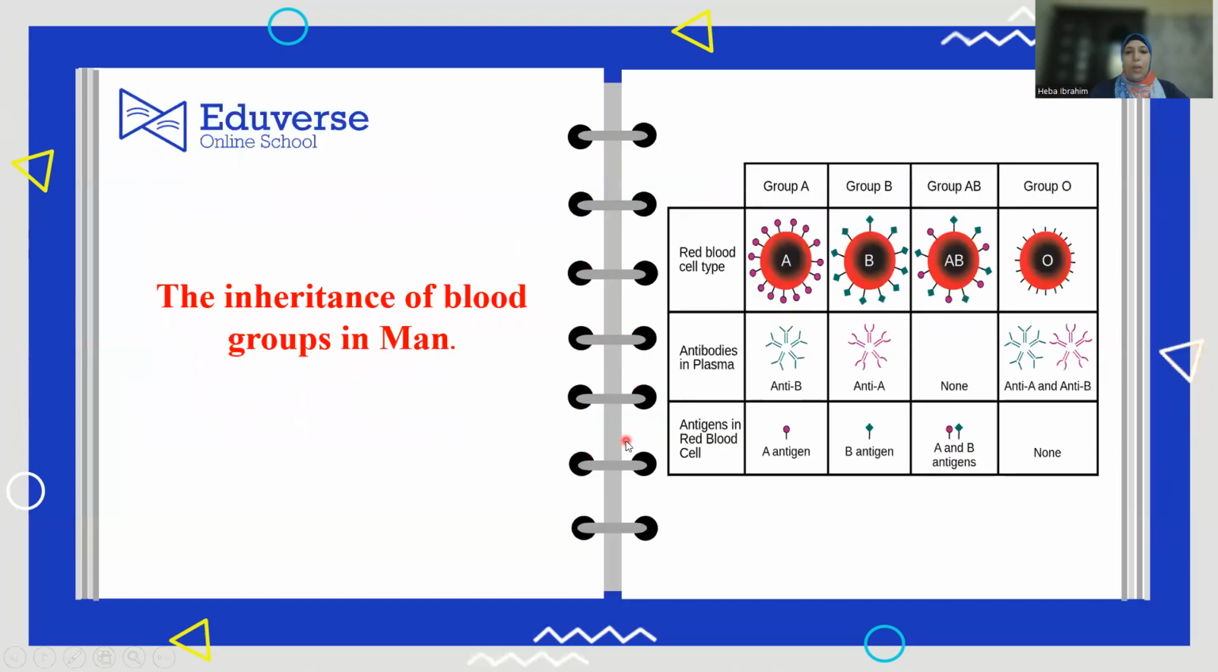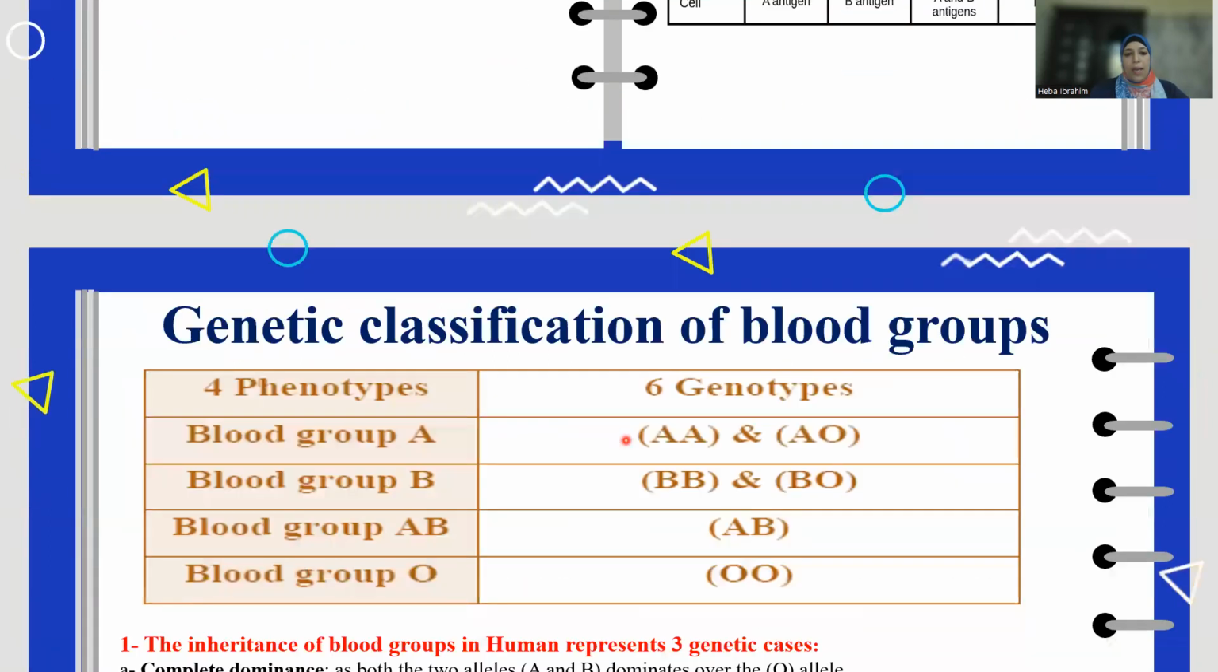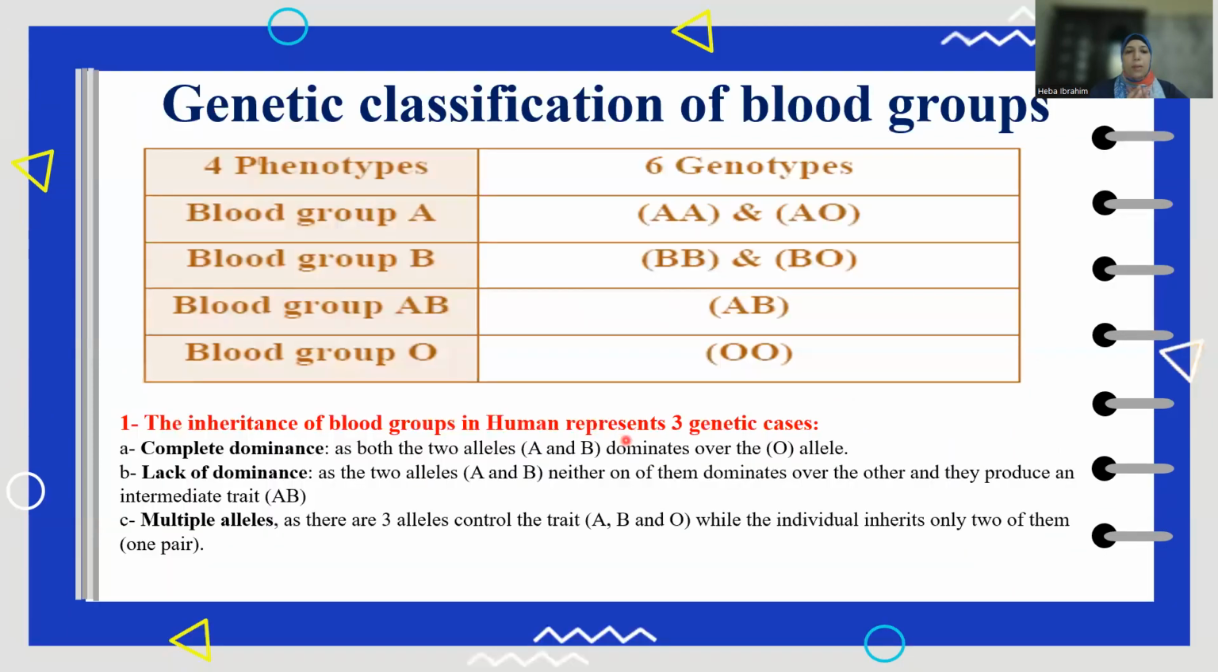Now, let's start with one of the most important parts of our syllabus, which is the inheritance of blood groups in humans. I think all of you know that we have 4 different types of blood groups: blood group A, blood group B, blood group AB, and blood group O. We need to study for these 4 blood groups the genetic classification and the chemical classification. So let's start with the genetic classification of blood groups.